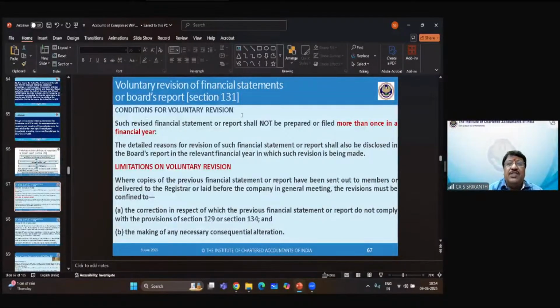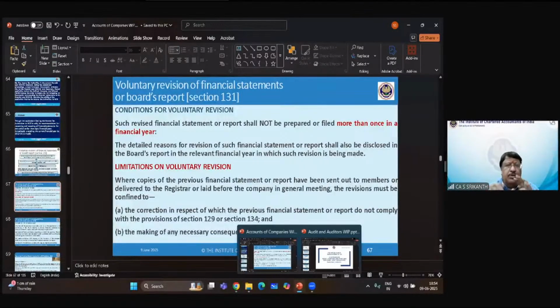See, revised financial statement or report shall not be prepared or filed more than once in a financial year. Correct. So if you revise your board's report, in that same year you can revise the financial statement also. Nothing wrong, because these are two separate things: the financial statement is separate, the board's report is separate. So if you are going to revise your board's report, in that same financial year you can revise the financial statement also. That answers your question. But actually, there's a little bit of confusion here.